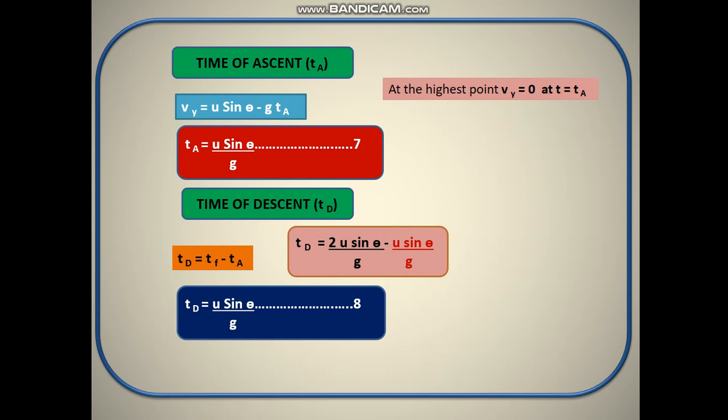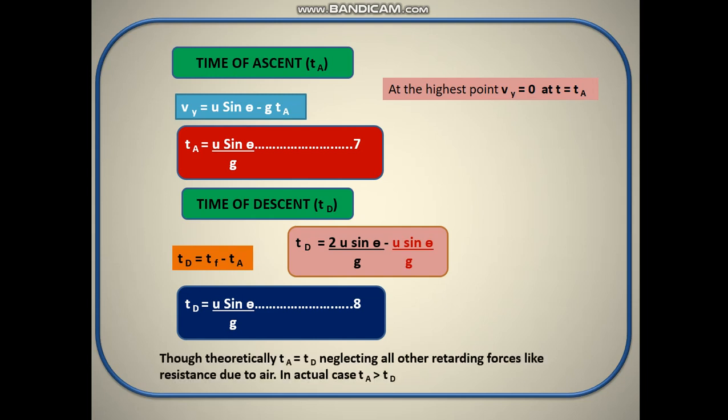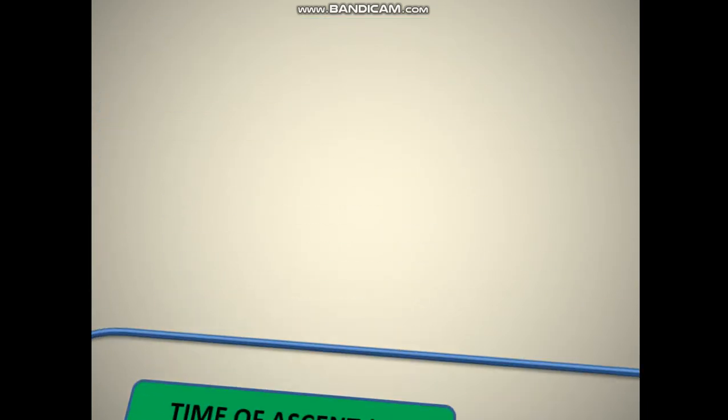So what you observe from equation 7 and 8, the TA, the time of ascent, is equal to the time of descent. But theoretically, though TA is equal to TD, neglecting all other retarding forces like resistance due to air, in actual case, TA is greater than TD. The time of ascent is greater than the time of descent.